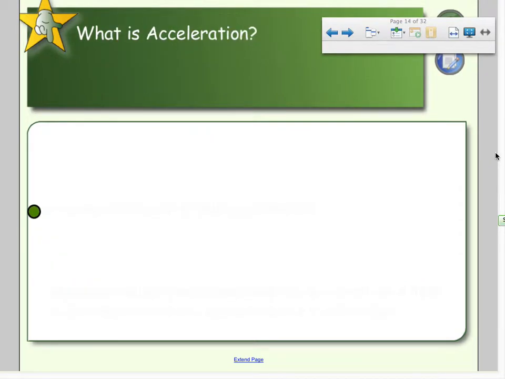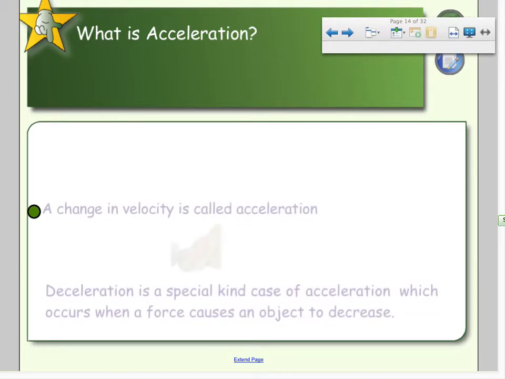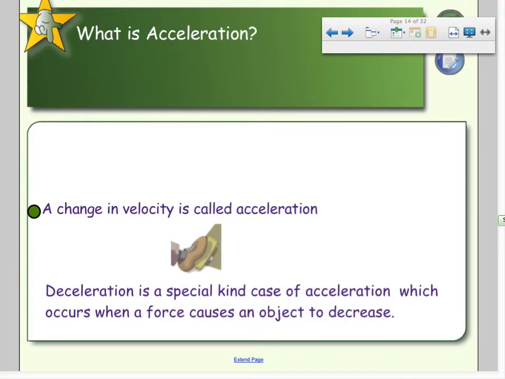Moving on, what is acceleration? This is review. What is acceleration, Zoe? To accelerate, to go faster, to speed up. Acceleration is speeding up. To change velocity is acceleration. That is speeding up. How do you change your acceleration in a car?